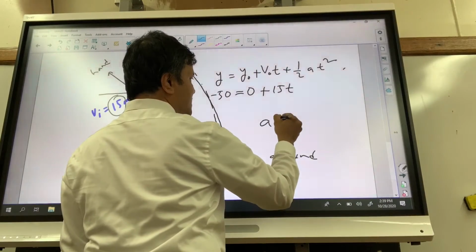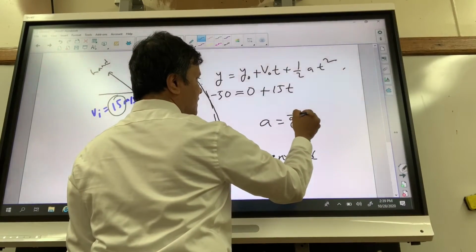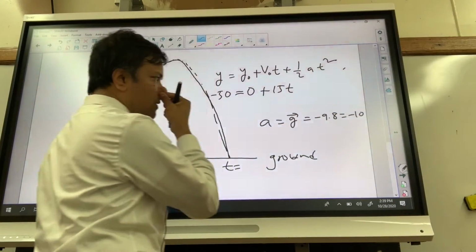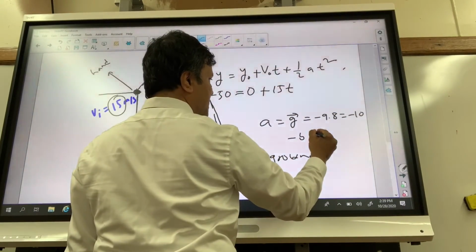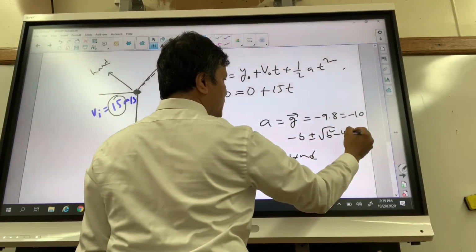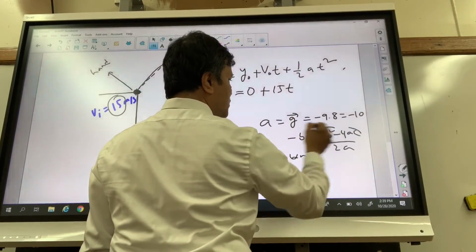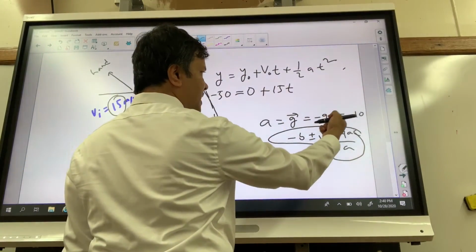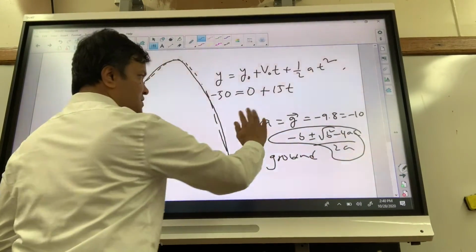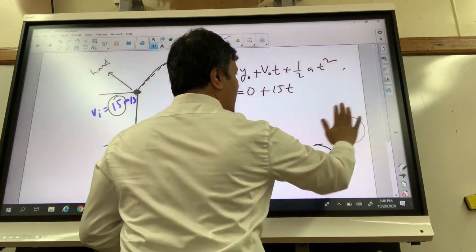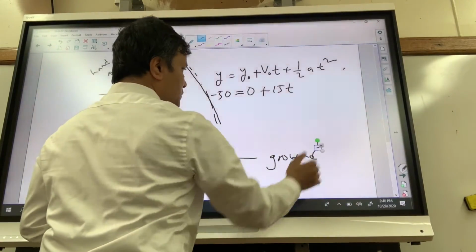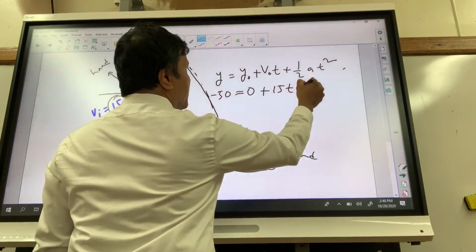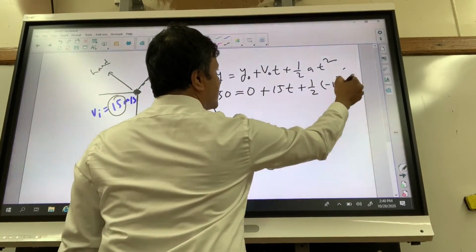Today we're going to use acceleration due to gravity as negative 10. You know that acceleration due to gravity is negative 9.8, but today we're going to use negative 10, so that I don't have to use the formula negative b plus or minus the square root of b squared minus 4ac over 2a. Otherwise, if I do use negative 9.8, I have to use this formula, and I don't want to use it. All right, so plus one half times negative 10 t squared.